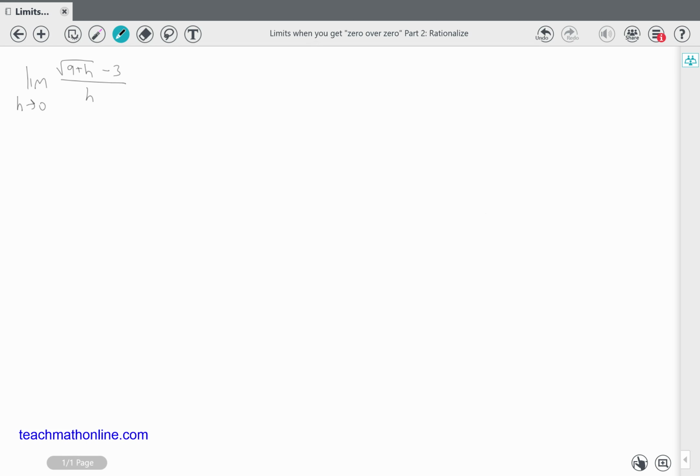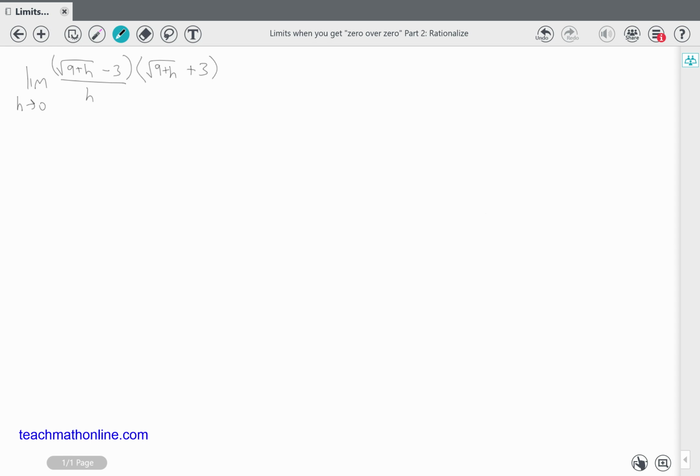In order to do this, we want to, in this case, pick the numerator because it's the one with the square root. And we want to take its conjugate. All the conjugate is, is the exact same thing, 9 plus h, but instead of minus, it's going to be plus. So we're going to take the opposite sign that we see between those two terms.